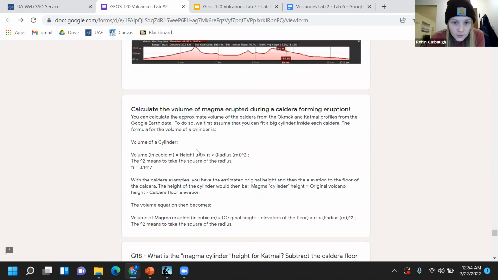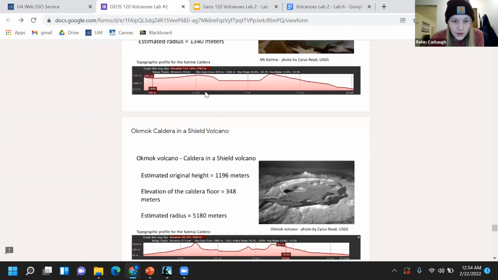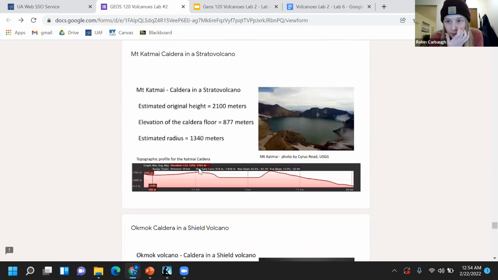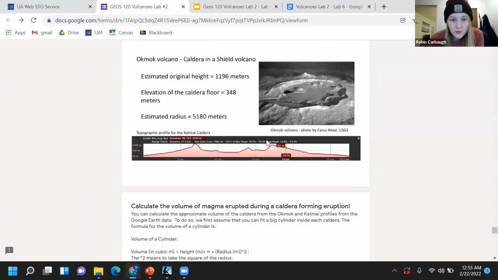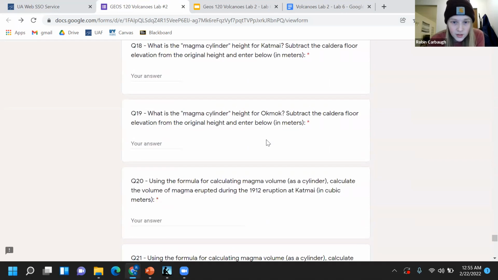Yeah, so for this part, we give 2 different volcanoes. We want the volume of the magma for both of them, but you only need to do the ash one for the Okmok.